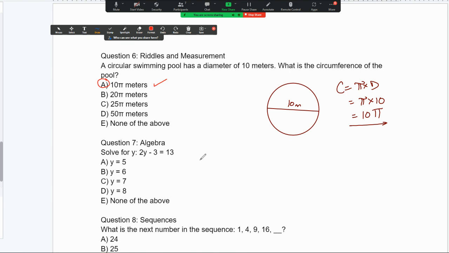Solve for y. We've got 2y minus 3 equals 13. We add 3 on both sides. And so 2y equals 16. We divide by 2 on both sides. And so we get x equals 8 for this. All right, I said x, I meant y. In other words, y is equal to 8. So the answer here will be D.